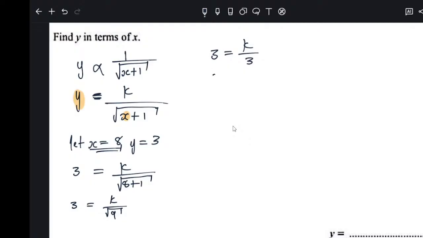You take it to the other side. 3 by 3 is equal to K. 9 is equal to K. So you can write now, in this form, the equation, but now you know what K is. So you now say Y is equal to, instead of K, you now put 9 over the square root of X plus 1. Okay? Square root of X plus 1. We say to you, well done. Well done. You are very good at it.